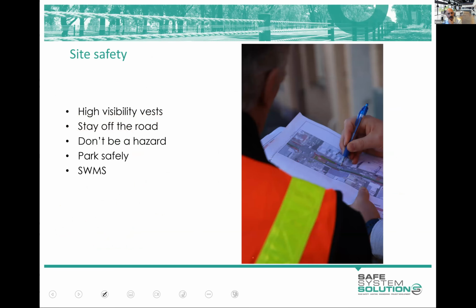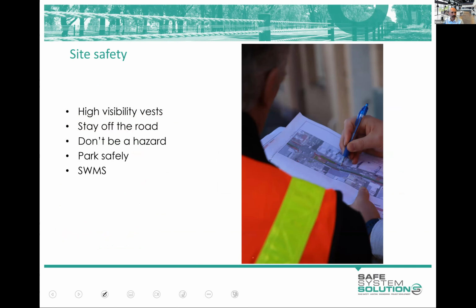You're going to go to a site. Now, we have selected the sites and ensured that we're not sending you somewhere highly dangerous. So you're not going to be looking at a motorway or a very high speed road or the like. There will be areas where you can park safely, not be near live traffic.